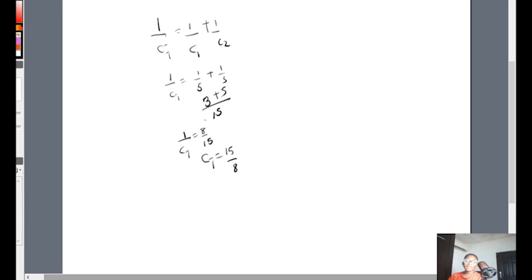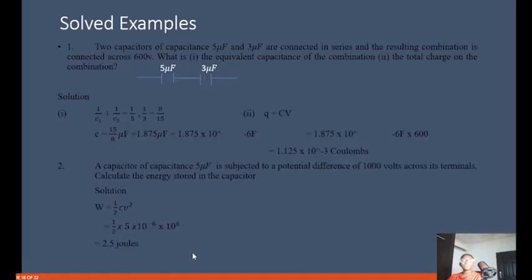So what else were we asked to look for? We were asked to look for the total charge on the combination. Don't forget, Q is equal to CV. And so we can do our normal multiplication.